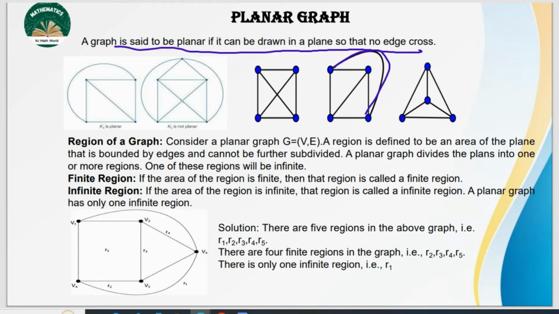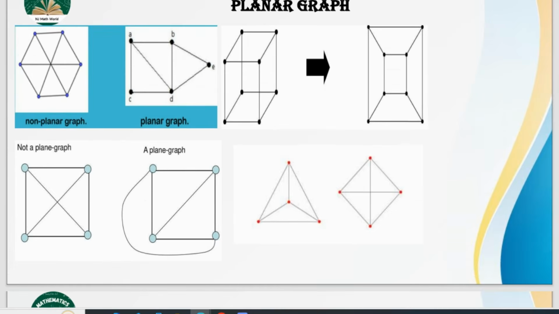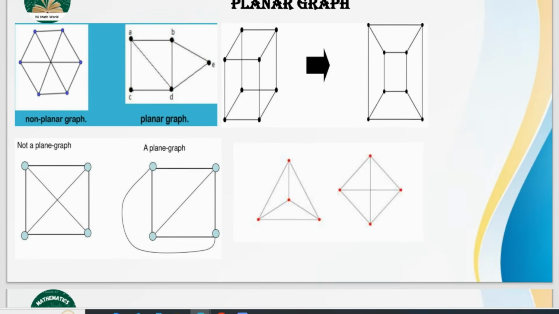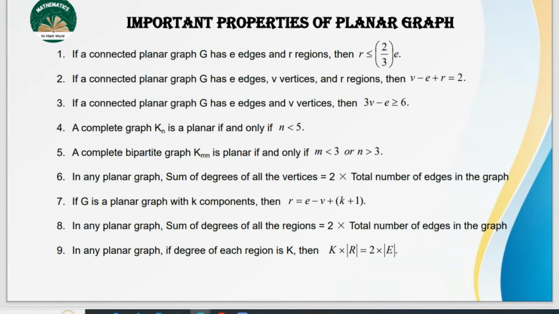Okay, how will you convert? We can remove one edge and connect it in another way. Then it is called a planar graph. So every time we can convert a non-planar graph to a planar graph. Okay. So these are some examples where a non-planar graph is converted to a planar graph. Then you have important properties of planar graphs.